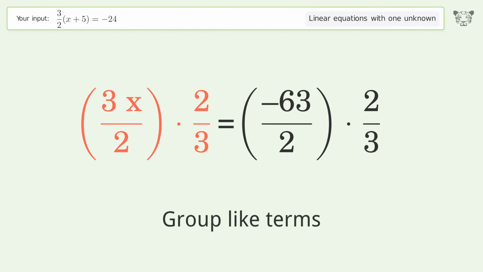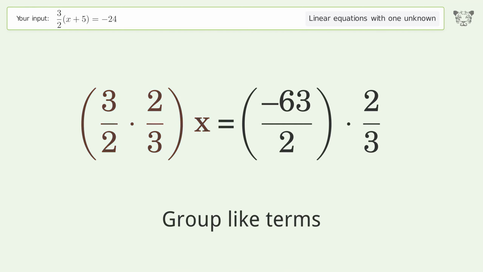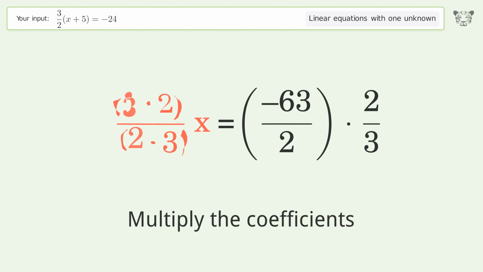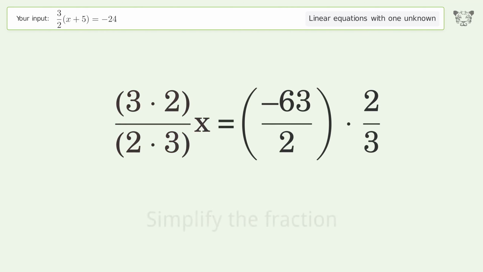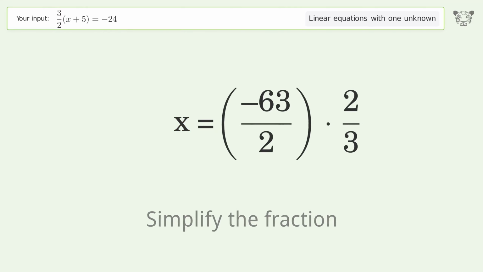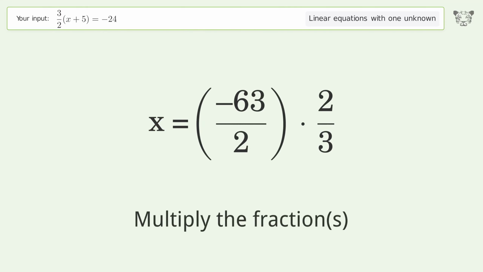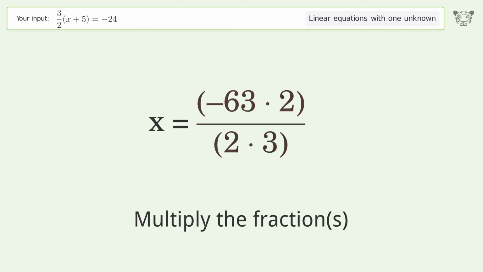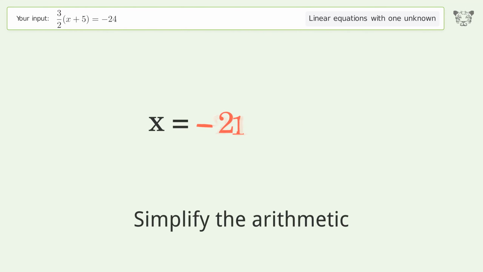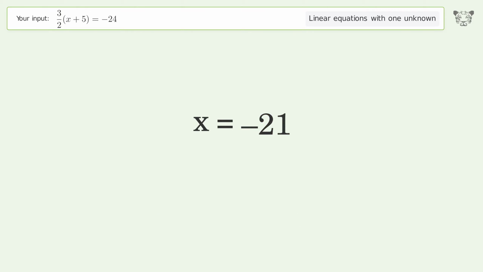Group like terms. Multiply the coefficients. Simplify the fraction. Multiply the fractions. Simplify the arithmetic. And so the final result is x equals -21.